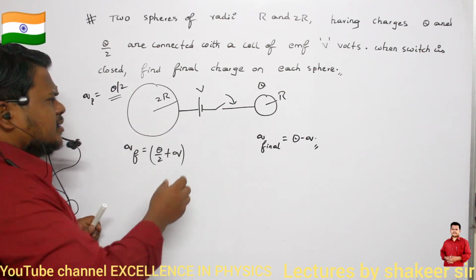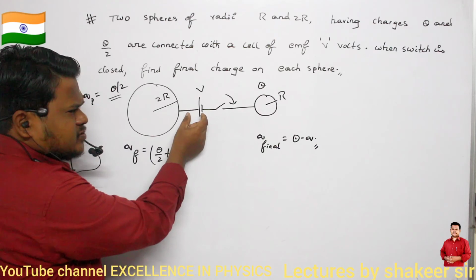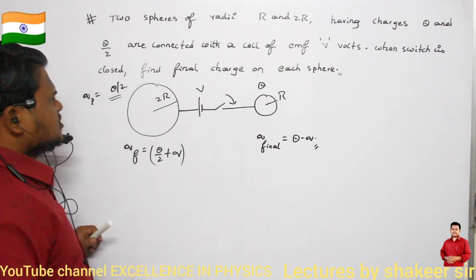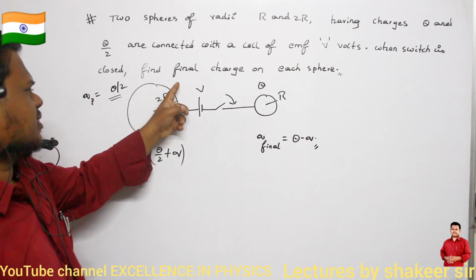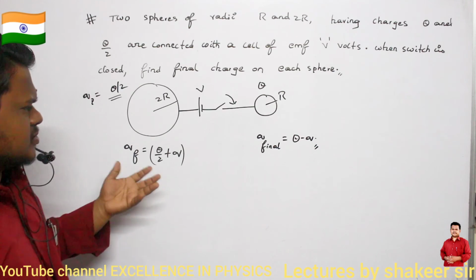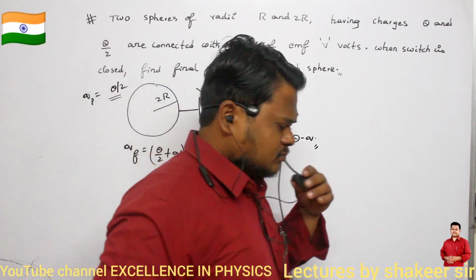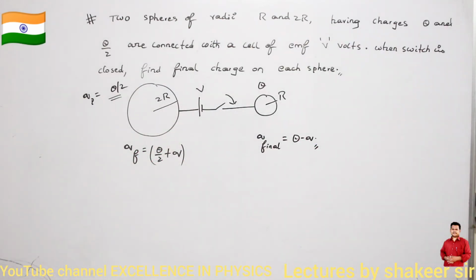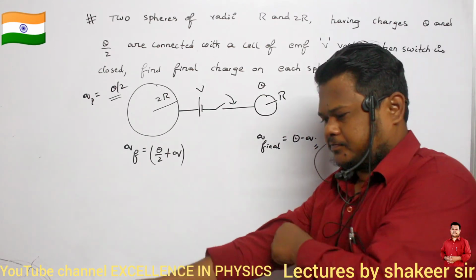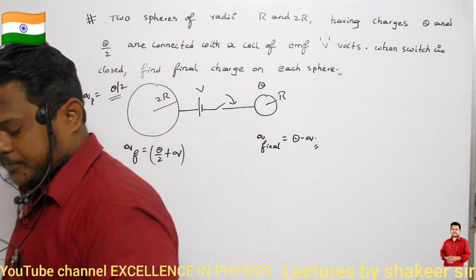Now they are connected by a battery of potential difference V, and I have a switch also. When I close this switch, you are supposed to find out the final charge on each sphere. So this is the question. Can you say how I can calculate this? How can I do this calculation? Anybody?